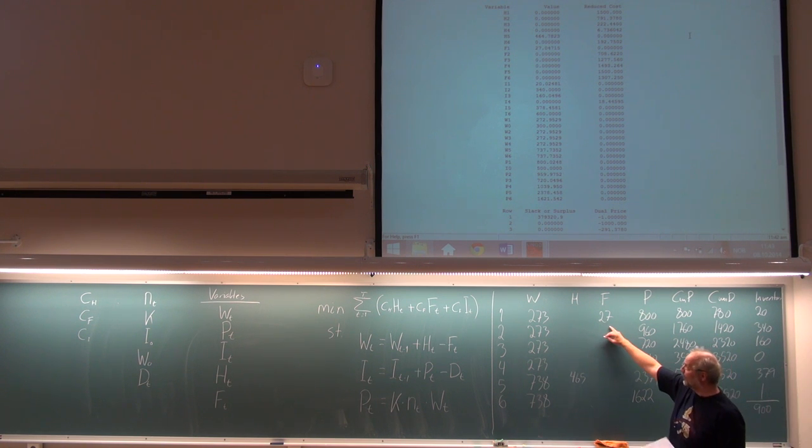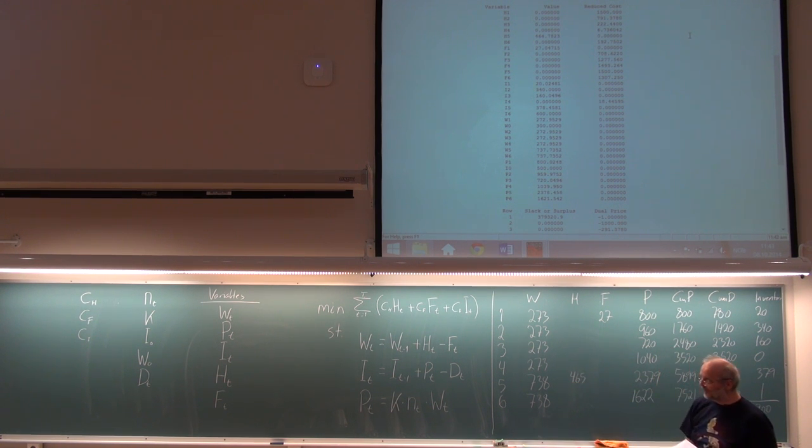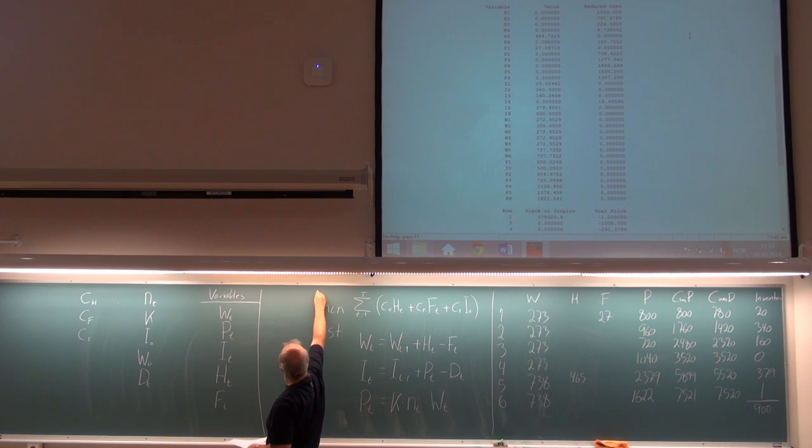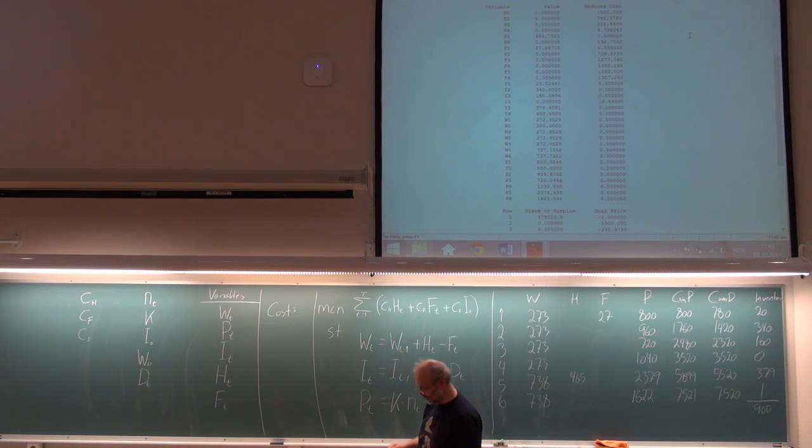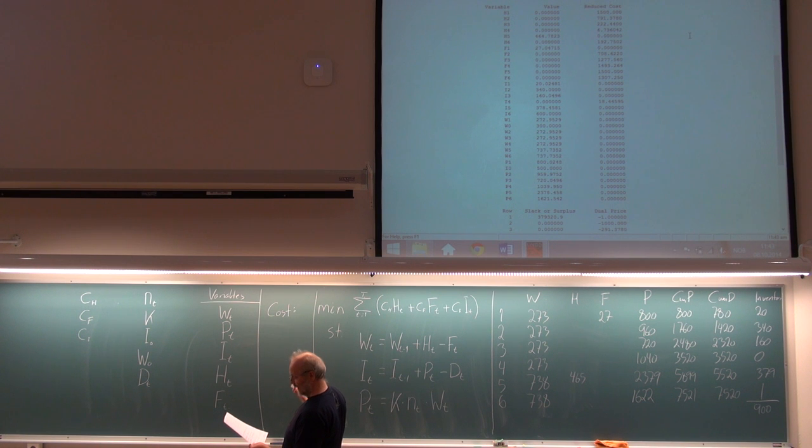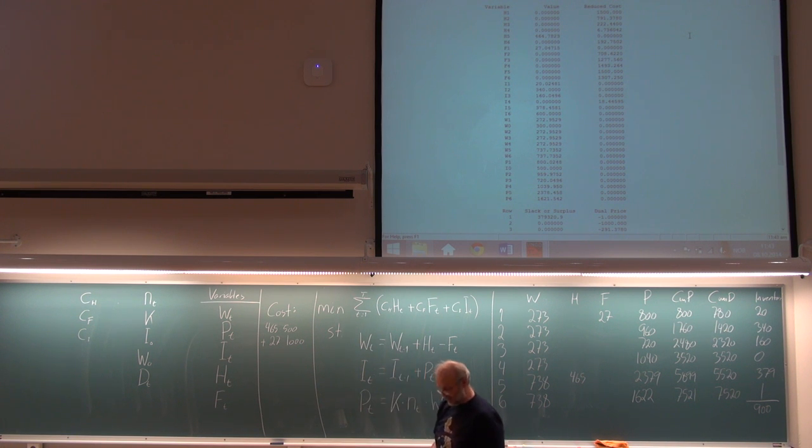The total number of fired persons in this period is 27, and the total number of hired persons is 465. And then we can easily calculate the cost of this solution. Of the conservative rounding solution, we have the 465 multiplied by 500, plus the number of fired persons, 27, multiplied by 1,000, the cost of hiring and the cost of firing. And we have 900 items stored from one period to the next period.